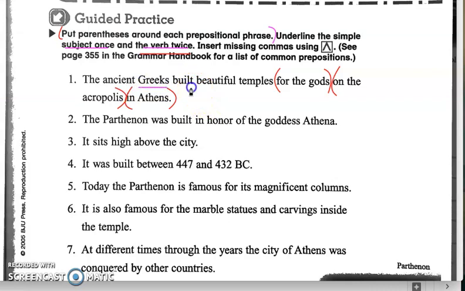What's the verb? Built. Do we need a comma here? No, because we don't have a prepositional phrase in the beginning. Okay? All right, number 2.